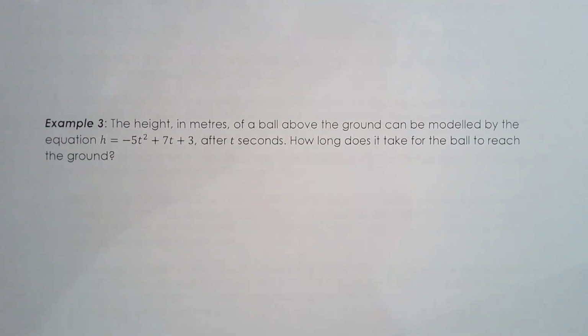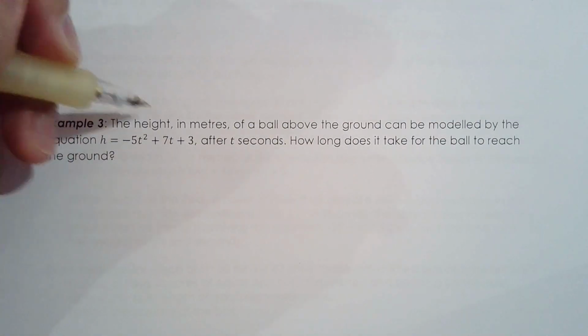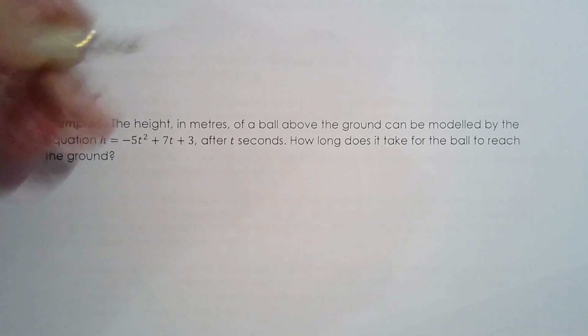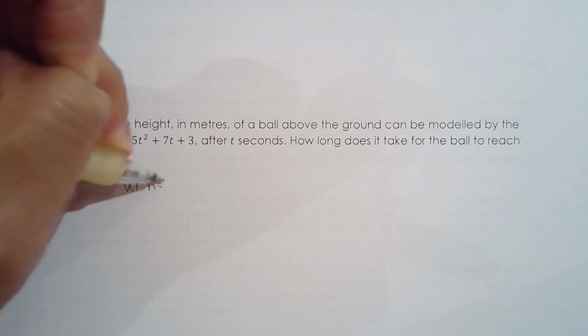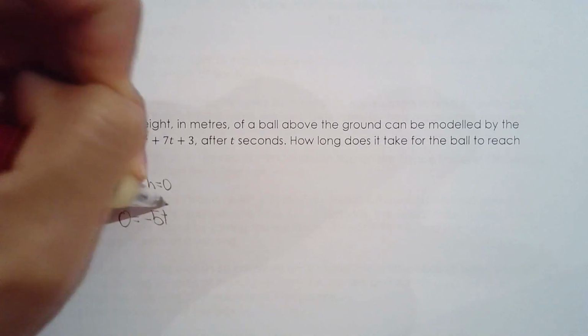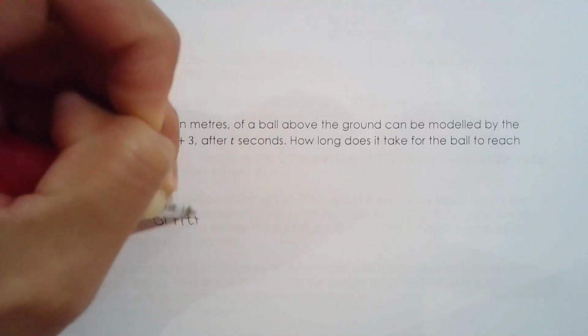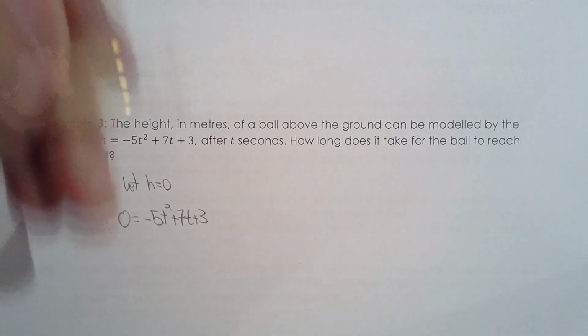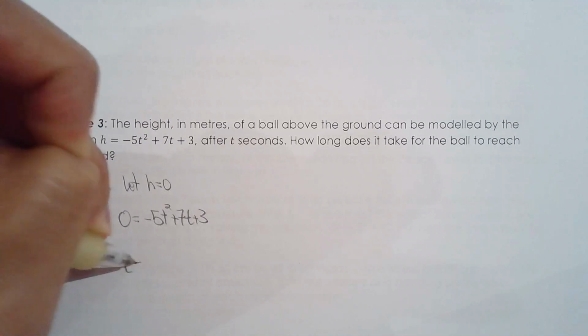All right, last one. You have this equation, which represents how high above the ground the ball is after t seconds. How long does it take for the ball to reach the ground? So let h equal 0. So negative 5t squared plus 7t plus 3. Is this factorable? I'm playing with the factors in my head. No. So if that's the case, use the quadratic formula.